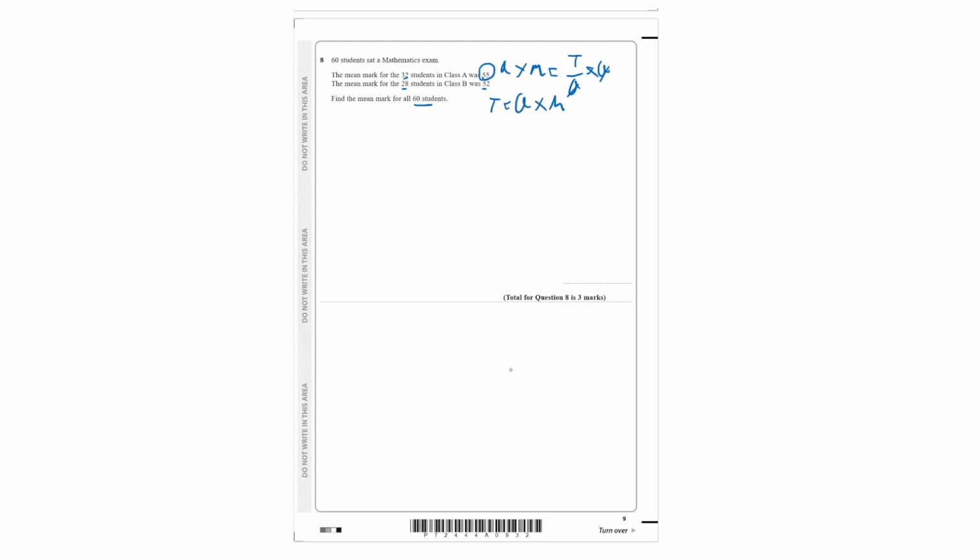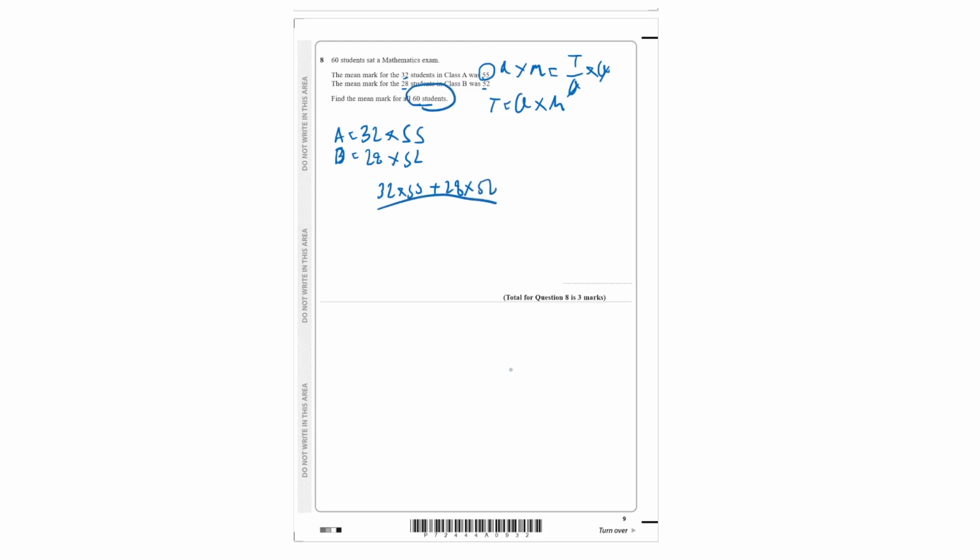So the total for Class A is the quantity of students, which is 32, times the mean, which is 55. And that means B is 28 times 52. And since we have to combine A and B as our total, we can actually just write that here, 32 times 55 plus 28 times 52 over our new total.